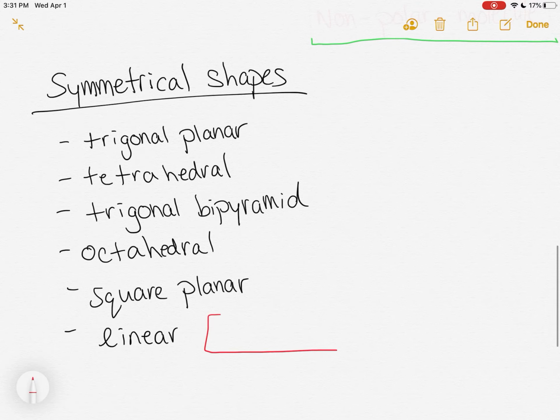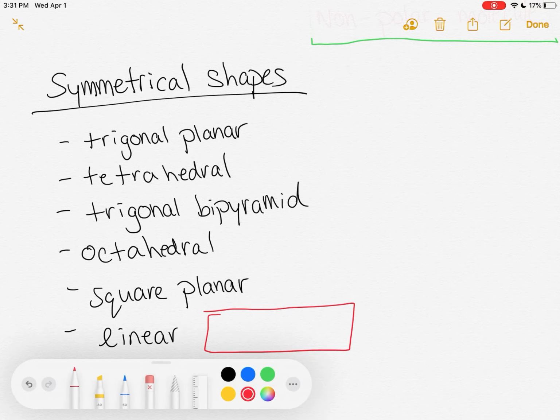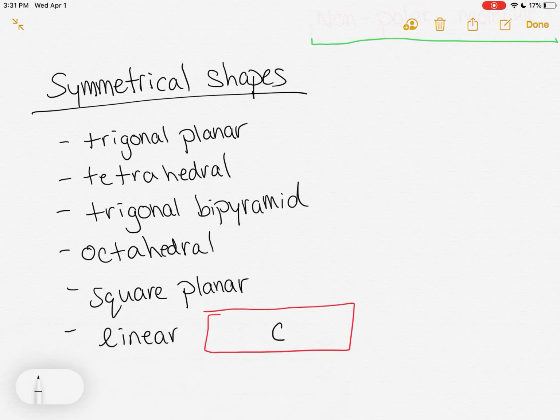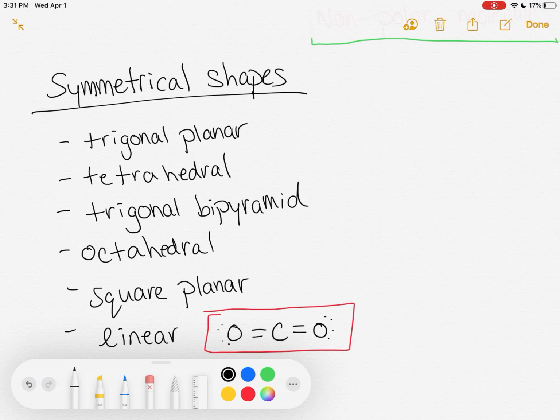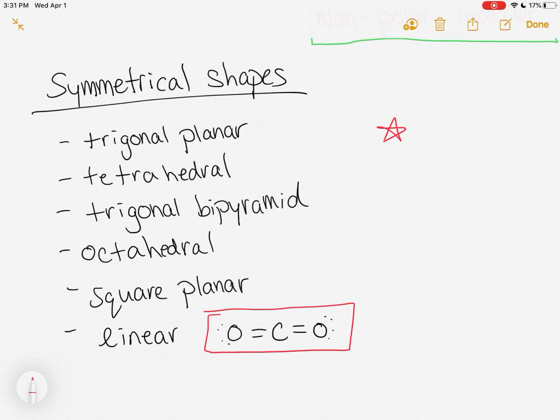So the linear shape that we're talking about here is not linear when there's only 2 things. It's actually more looking at something like CO2, where there is a central atom, so that would be the carbon, and then 2 surrounding atoms. And so that's the linear shape that we're talking about that's going to be symmetrical. Okay. All the other shapes are non-symmetrical.